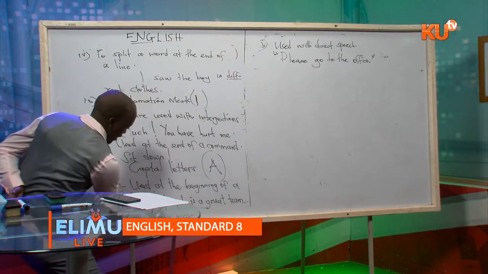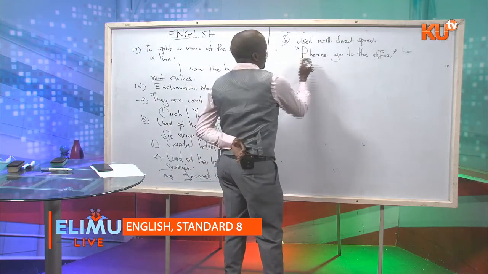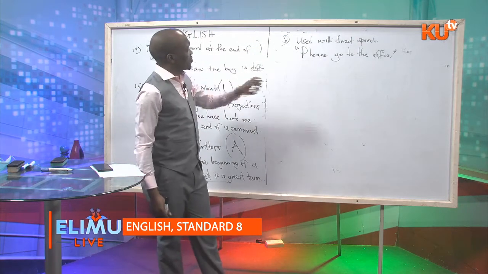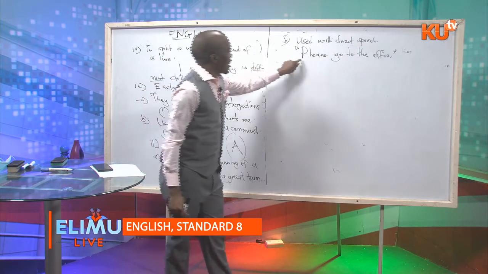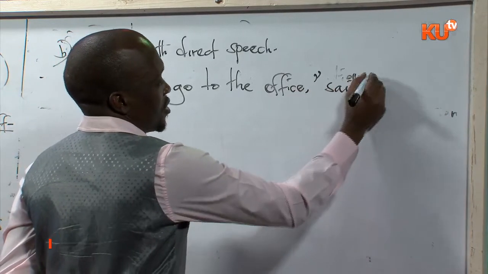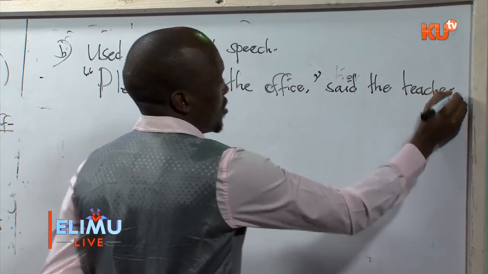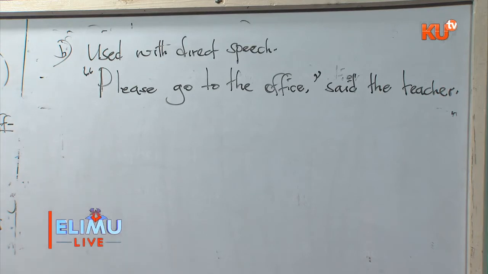So here, Arsenal, R, we used capital R. Please go to the office. The beginning of this sentence, we have to begin it with capital letter. Please go to the office, said the teacher. So whenever you are starting part of a quotation, part of words that was spoken by somebody, you use capital letters.